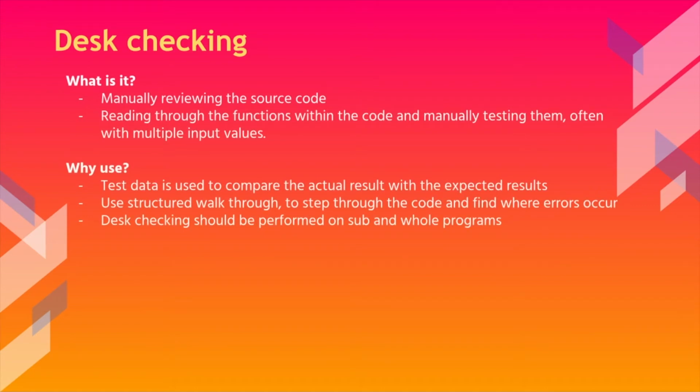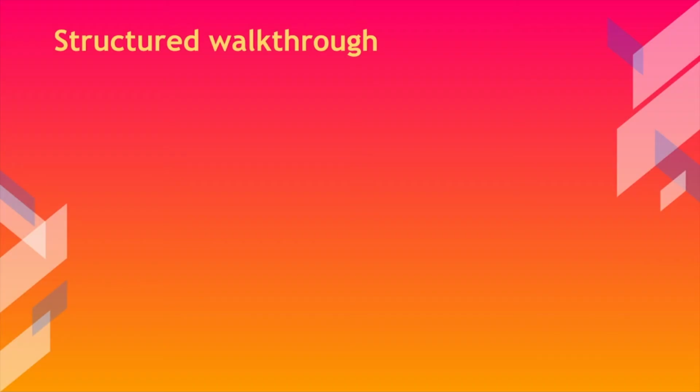Test data is used to compare the actual results with the expected results. Use structured walkthrough to step through the code and find what error occurs. Desk checking data may be performed on subroutines and whole programs. Desk check is a process of manually reviewing the source code of a program. It involves reading through the functions within the code and manually testing them, often with multiple input values.